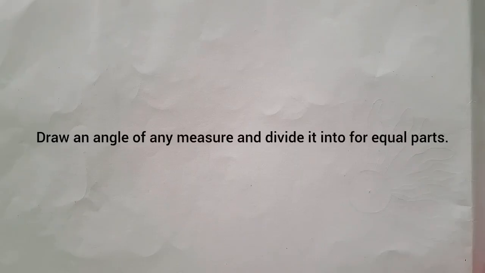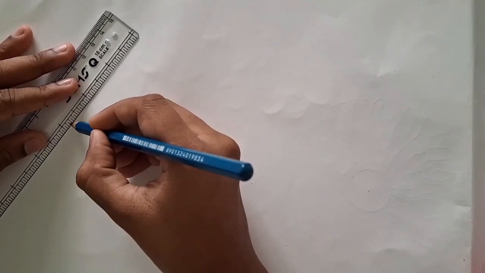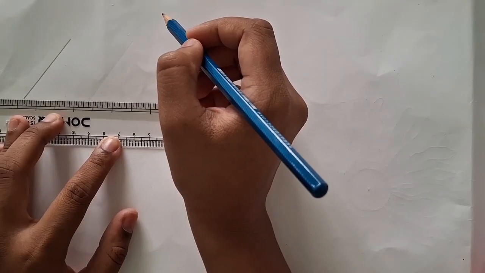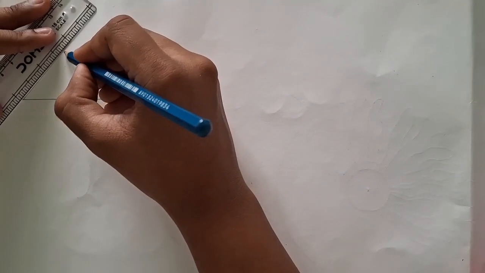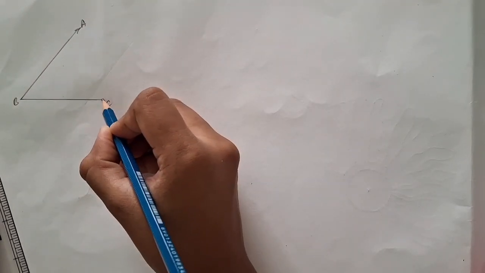Now moving to the next question. Here we have to divide the given angle into 4 equal parts. Before we divided it into 2 equal parts, now we have to divide into 4 parts. The question says, draw an angle of any measure and divide it into 4 equal parts. As they have said any measure, you can either draw an obtuse, right angle or acute angle. I am drawing an acute angle. Angle ABC.